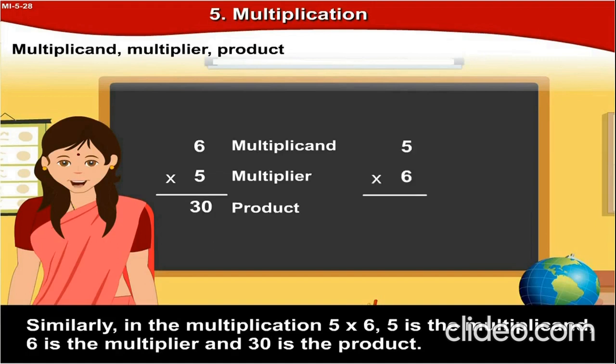Now, similarly, in the multiplication 5 multiplied by 6, 5 is the multiplicand, 6 is the multiplier, and 30 is the product. I'm sure you've understood it very well, right?